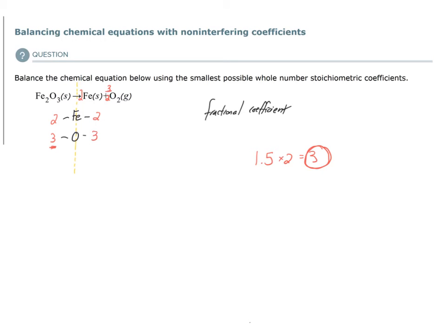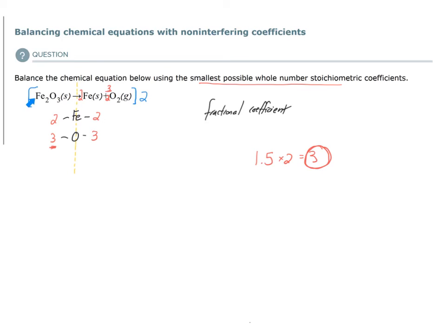But there's a problem here. We're supposed to report the smallest possible whole number stoichiometric coefficients. How can I make this 3/2 a whole number? Right now it is a fraction. Well, I can make it a whole number by multiplying all of the coefficients in this chemical equation by the denominator of this fraction. The denominator is 2. So essentially, I'm doubling the coefficients for everything. So what will the new coefficients be? Well, it would look like this.